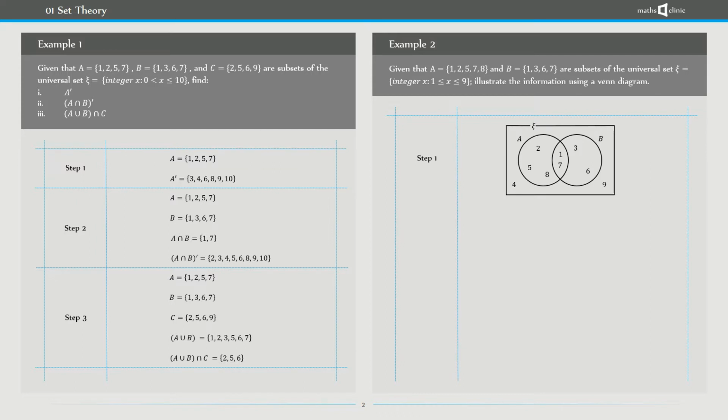And we also have 9. Okay, we also have 9 outside the set, and that is how you solve set questions using Venn diagrams. Okay, that's how you illustrate information using a Venn diagram. Okay, so let's move on to the next example.